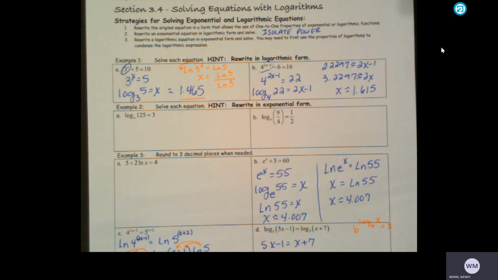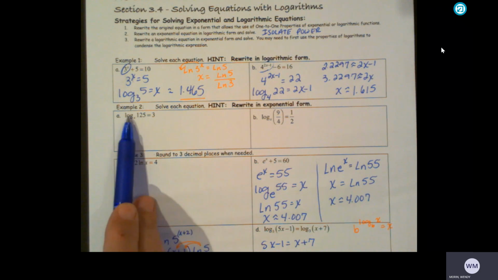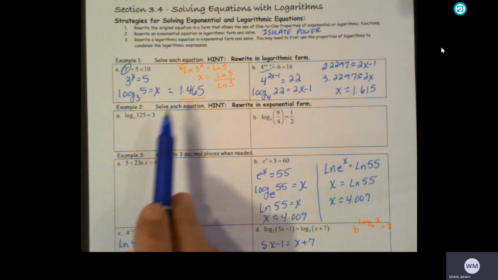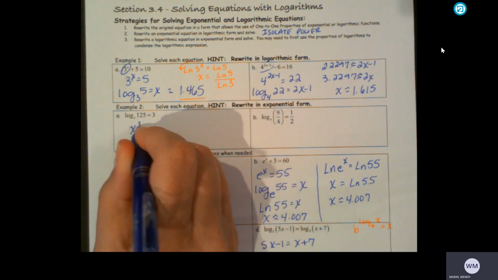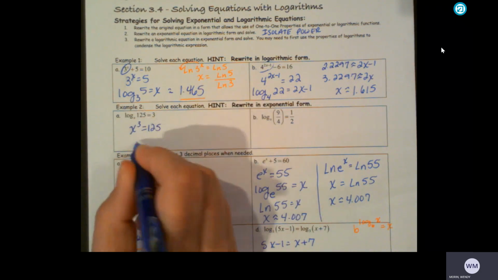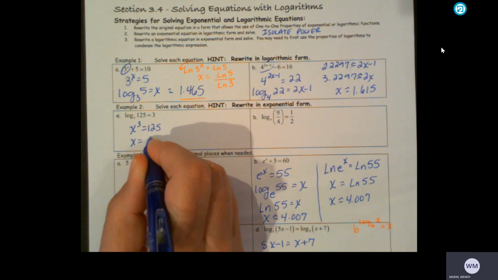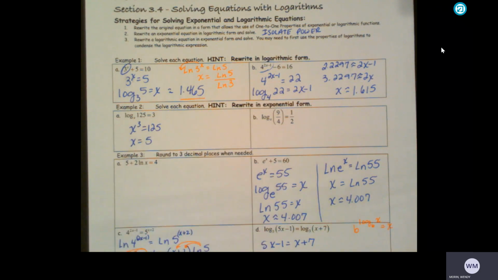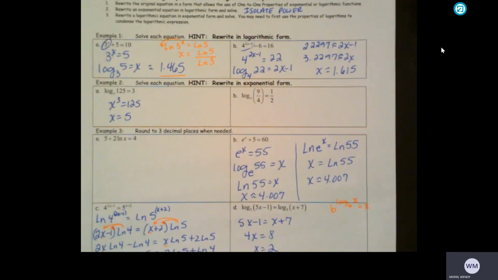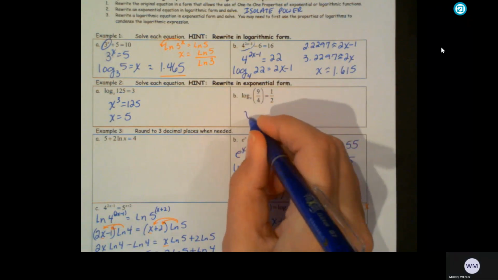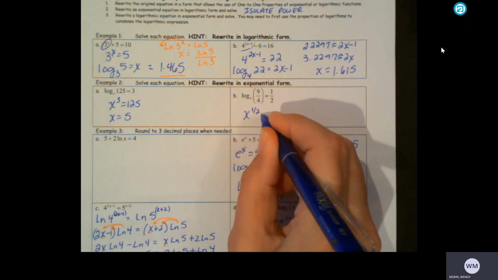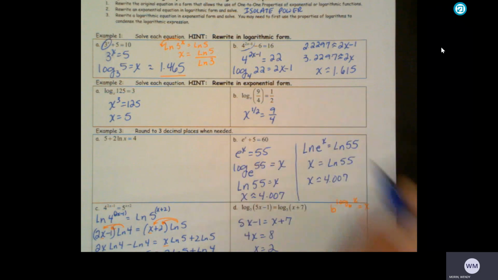How do you know you have a log equation? Well, because there's a log in the equation. To solve a logarithmic equation, you change to exponential form. Again, you should know how to do that. Take the cube root of both sides, and the answer is 5. Simple enough. Okay, next one, single log. Change it to exponential form, solve for x.